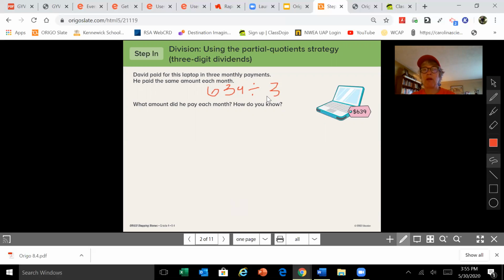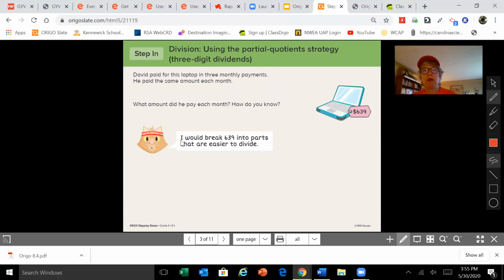Now this actually is a pretty easy problem. I can see right off the bat that all of these numbers are divisible by 3, but let's see what our slides say. Our little cat says, I would break 639 into parts that are easy to divide. Let's see what the little cat does. And we see right here that the cat has divided it up by place value. So we have 600, and then the 3 is worth 30, and the 9 is worth 9.